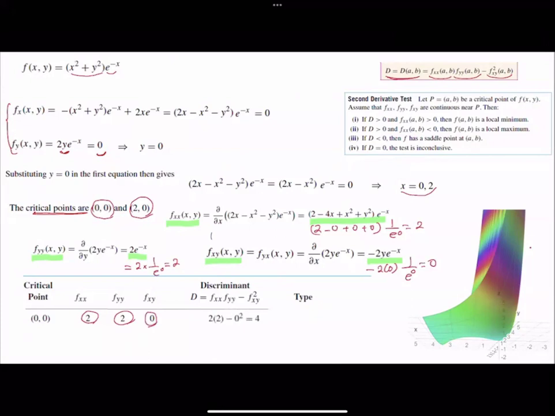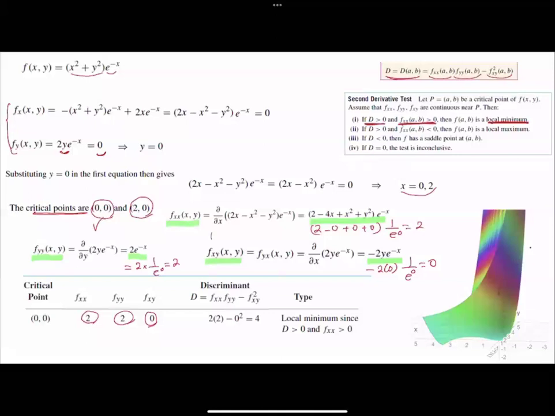So you have 2 times 2 minus 0 squared, which is 4. As you can see, the discriminant is positive. The second partial derivative with respect to x is positive. What's the meaning of that? We are looking at this scenario: the discriminant is positive and the second partial derivative is positive, so you have a local minimum at (0, 0). So we're done with the first critical point.